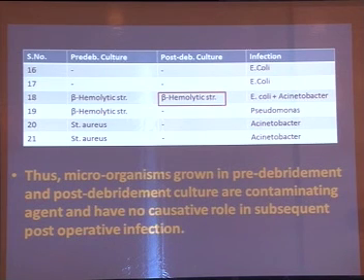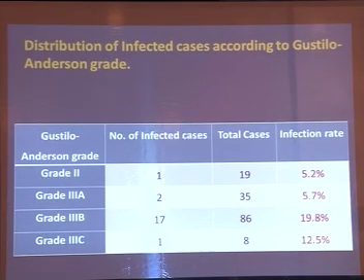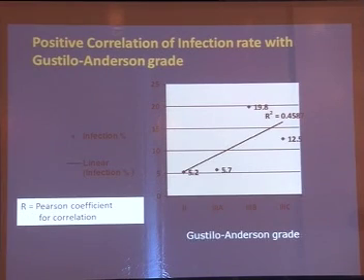Now, the infection rate in Gustilo grade 2 was 5.2%, in grade 3A it was 5.7%, grade 3B it was 19.8%, and grade 3C it was 12.5%. And there was a positive correlation between the infection rate and Gustilo grade.